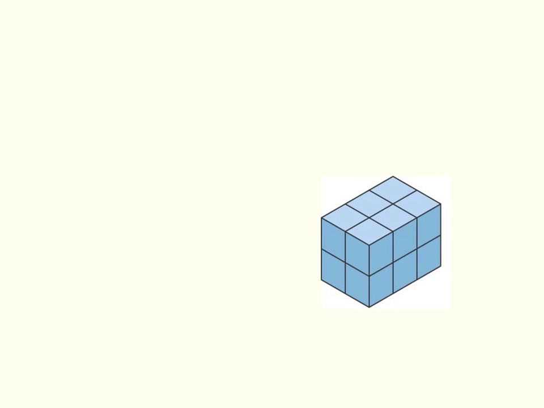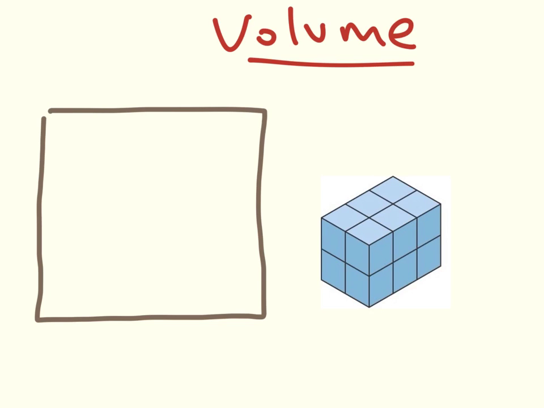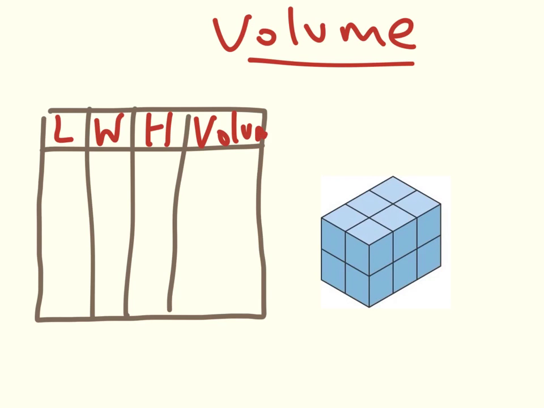So here I have an object, and I want to find its volume. The first thing you should do when you want to find a volume is make a table. Yep, a table. Man, we've been making tables so much these days, haven't we? And that's okay. This table is going to have 4 columns: length, width, height, those are our 3 dimensions, and then the total volume, which we cube.